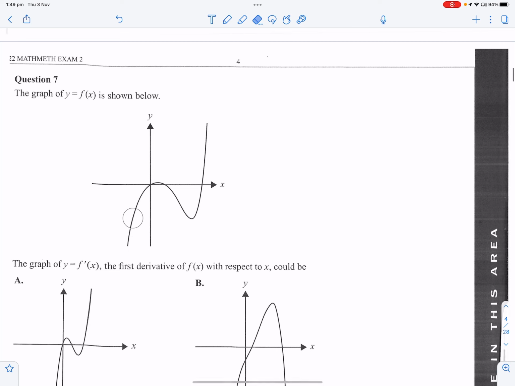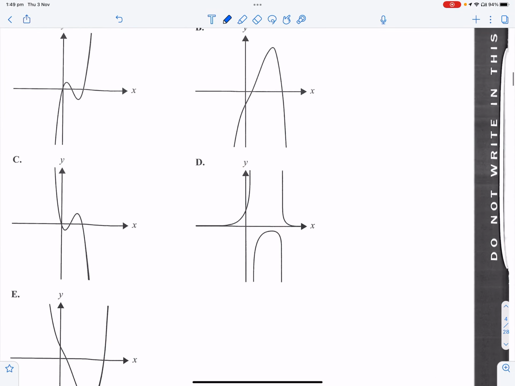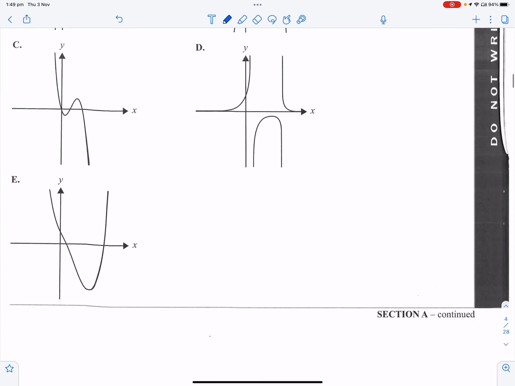Okay, the graph of f dash of x, the first derivative of that, could be positive gradient, so it's got to be above. Negative gradient, it's got to go below to there. And then positive gradient above. So the only one that sort of looks like that is E.